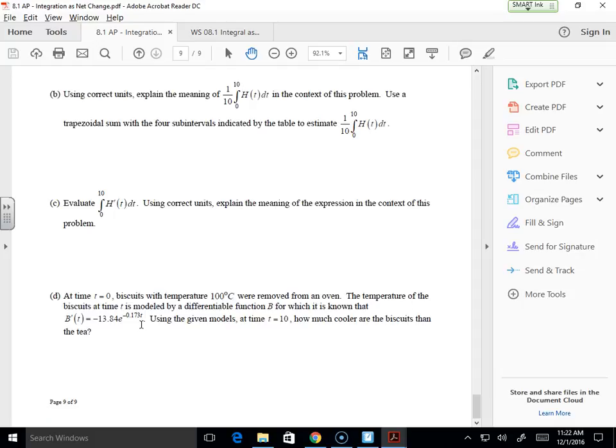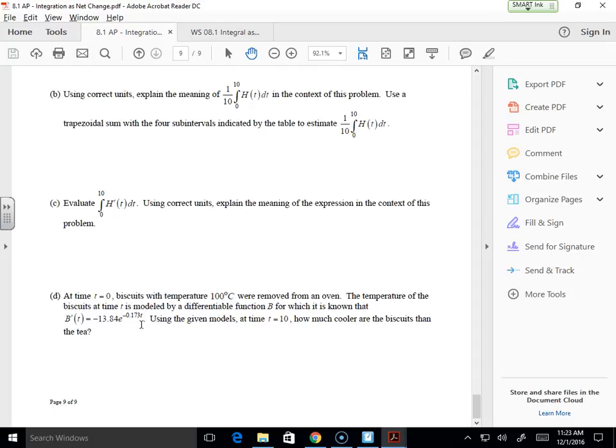Okay. Biscuits start off at 100. That's the initial temperature, right? Removed from the oven. The biscuits are cooling. The pot of tea is cooling. The temperature of the biscuits is modeled by an equation using the given time models. So you need to figure out how cool the biscuits are at 10. But haven't you already figured that out in letter C? So you can figure out the temperature of the tea from letter C, and for the biscuits, all you gotta do is 100 plus the integral from 0 to 10 of b prime. Initial temperature plus the change over the time interval. Compare the two numbers. Who wins?